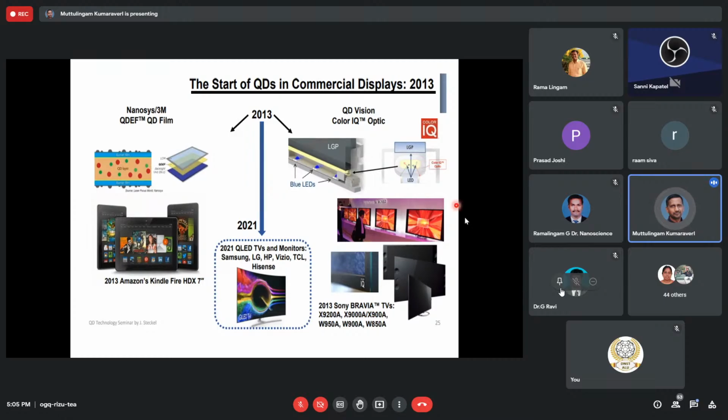They used it in the LCD television, with this color filter, to make this QD LED television at that time. Now there are many other manufacturers in 2021, Samsung, LG, HP, VCO, TCL, Hisense, many of them making QLED, QD LED televisions using this enhanced film.